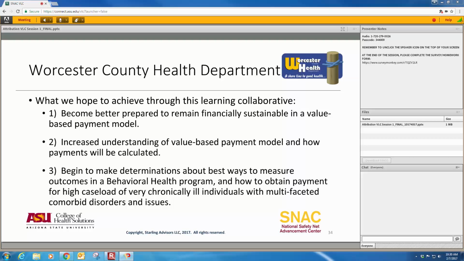We also deal with a whole lot of folks with comorbid disorders and very chronic mental health and addictions issues. We're looking at how to measure outcomes and how that's going to work out in this new payment model, and how we make sure that we're continuing to serve them in a good way, and how they're going to be protected to some extent in the new payment model. That's what we're interested in doing. Thank you for having us.